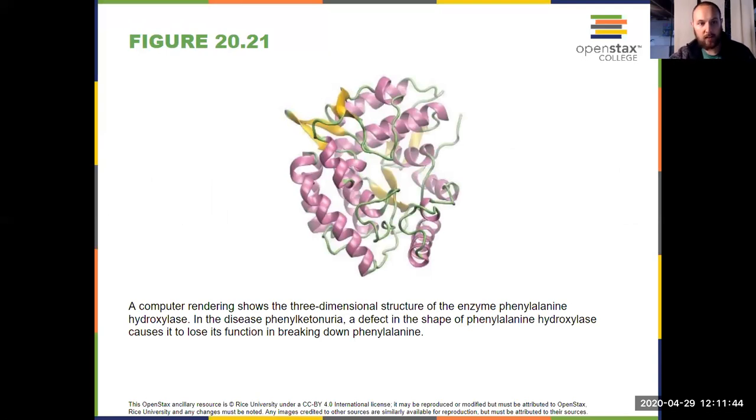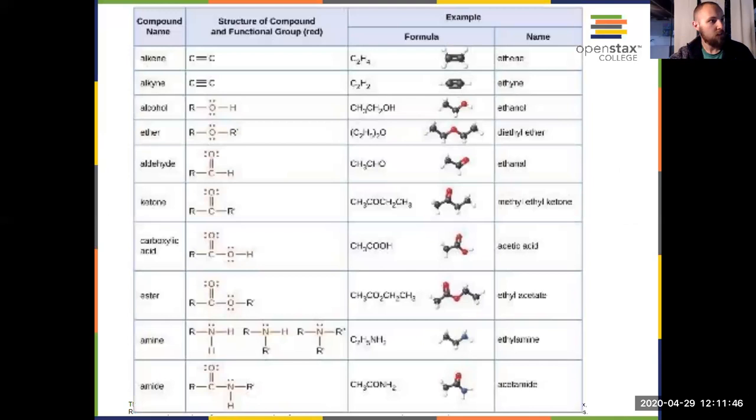So that concludes our list of functional groups. This is in a table. The quality is really bad here, but this is pulled from your textbook at the end of chapter 20. There's a table there that has the name of the compound, the functional group, an example, and how to work with it in nomenclature.